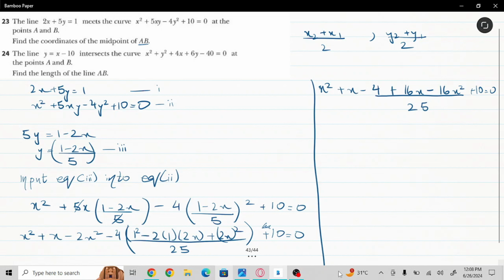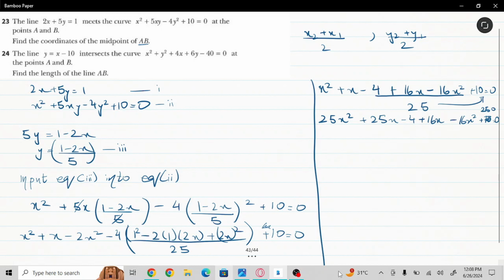So yeah, what we are going to do is take the common LCM: 25x squared plus 25x minus 4 plus 16x minus 16x squared plus 10 is equal to 0, because 25 is going to be multiplied by 0. Oh, by the way, this is not going to be plus 10. This is 250 here. So I know this is getting a little bit messy. Let's just quickly simplify this.